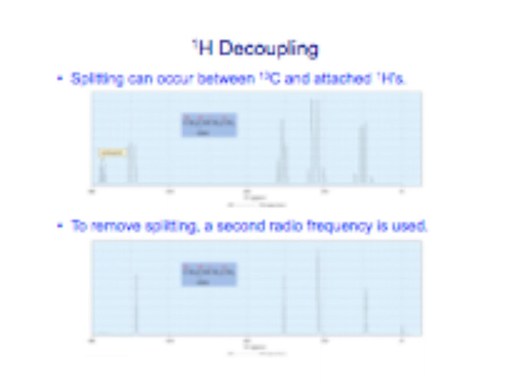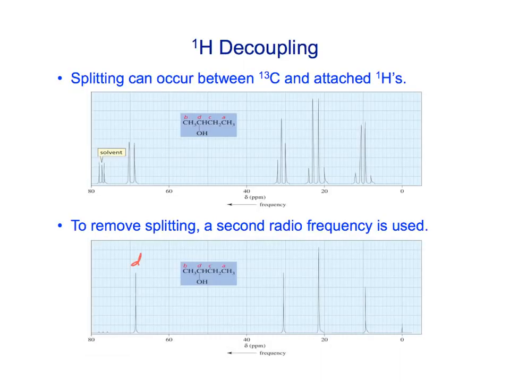So here's two C13 NMR spectra. They're both of the same molecule. The bottom one is the proton decoupled spectrum, okay? And notice that all of the peaks are singlets. If we look at the structure, this is just butan-2-ol. The carbon bearing the oxygen, just like it would be in proton NMR, is the most downfield. All right? And then the other three are more upfield.